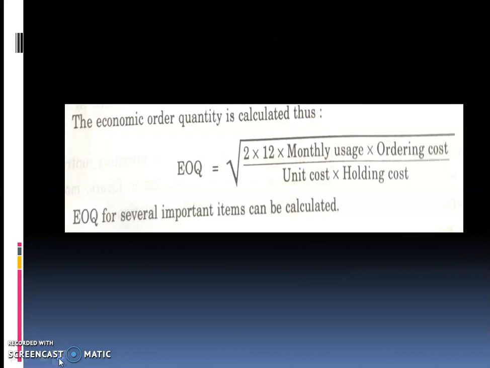Or it can be calculated as the economic order quantity, which is equal to the square root of 2 into 12 into monthly usage into order cost, divided by unit cost into holding cost. An EOQ of several important items can be checked.